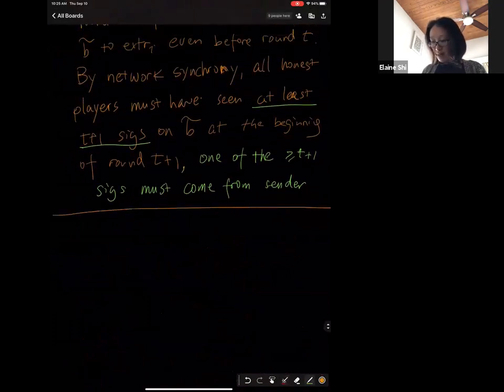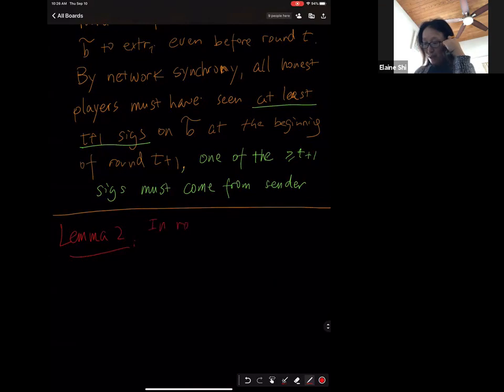Now the second claim that we want to prove, and this is where the magic happens. Let me use the same numbering as in the textbook: lemma 2. Lemma 2 is something magical. Basically, it says that in round F+1, if I know it, you must know it now.